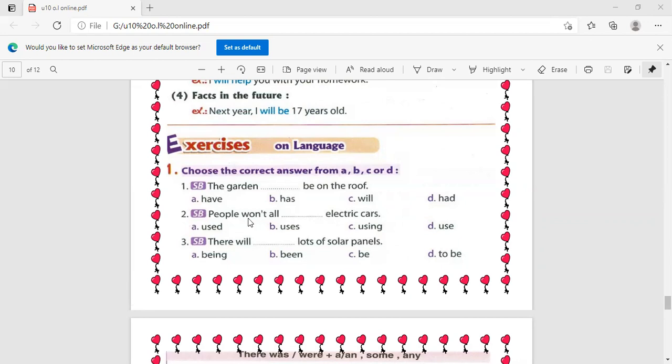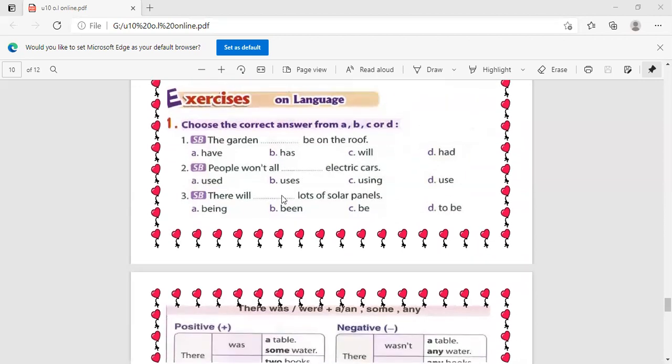Let's answer these questions. Number one, Mahmoud. The garden will be on the roof. On the roof, yeah, will be. Excellent. Will plus infinitive. Number two, Mahmoud. People want all electric cars to use. Excellent. Yeah, won't plus infinitive.